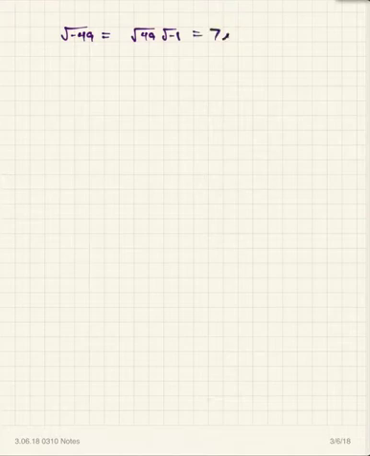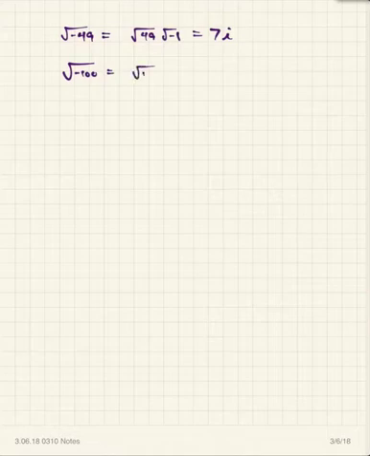The square root of negative 49, then, based on what we've been talking about, would be the square root of 49 times the square root of negative 1, or 7i. The square root of negative 1, again, you always replace it with i. The square root of negative 100 would be the square root of 100 times the square root of negative 1, or 10i.